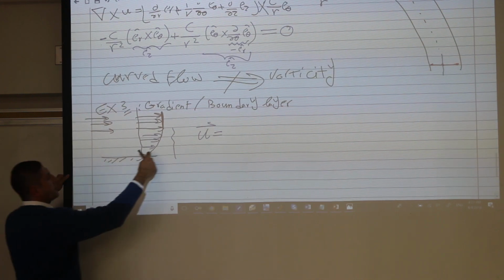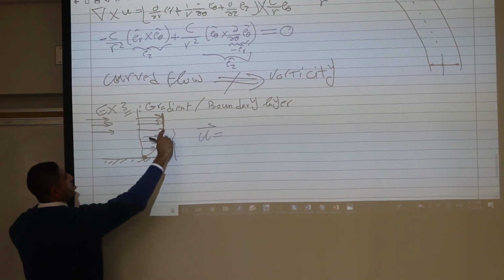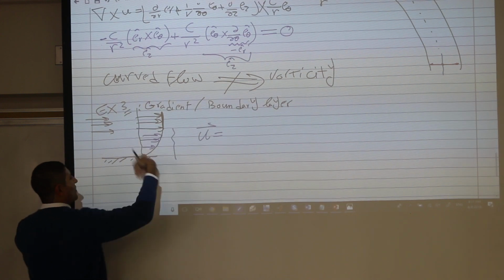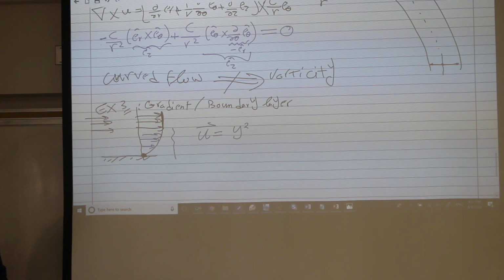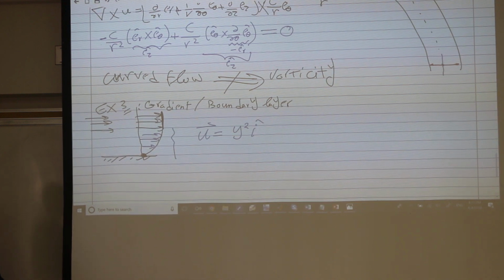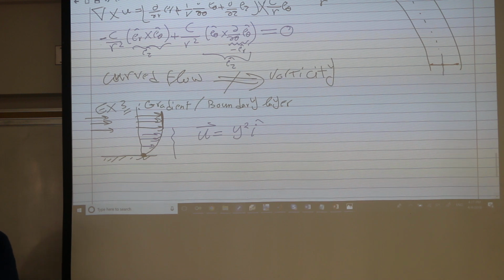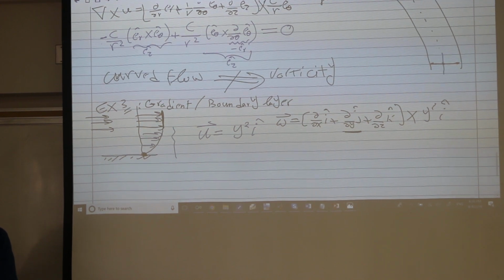Okay? So let's take any distribution, any function for u here. Seems to be y squared. Okay? If this is x and this is y, let's assume it to be y squared. Actually, the Poiseuille flow is something like y squared. So y squared, and it's in the i direction. Okay? Let's apply our very basic definition for vorticity. So omega is partial x i, partial y j, and partial z k cross y squared i. Actually, nothing changed except the partial y. Nothing will give you anything except the partial y.